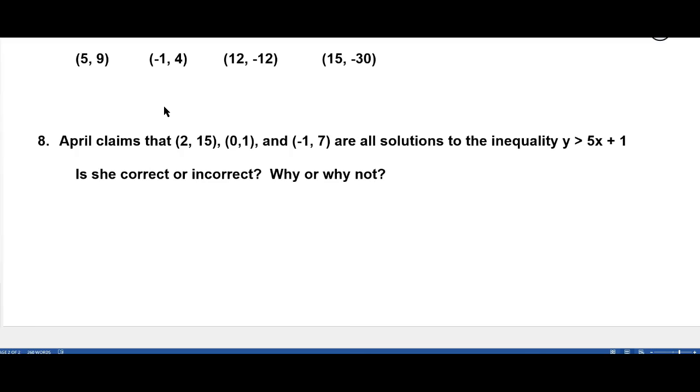April claims that 2, 15, 0, 1, and negative 1, 7 are all solutions to this inequality. Y is greater than 5x plus 1. Is she correct or incorrect? Why or why not? So, I could do this 2 ways. I could graph this inequality, find the shaded region.